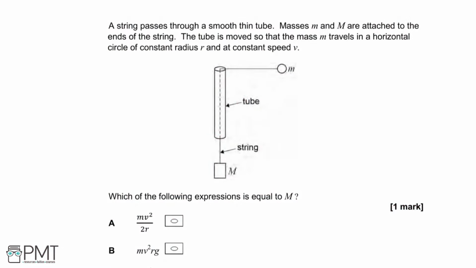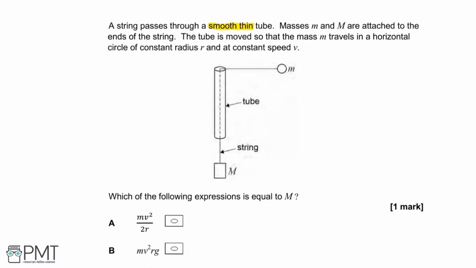A string passes through a smooth, thin tube. Masses m (lowercase) and M (uppercase) are attached to the ends of the string. The tube is moved so that the mass m travels in a horizontal circle of constant radius r and at constant speed v. Now, a point to note here is that it's a smooth, thin tube.